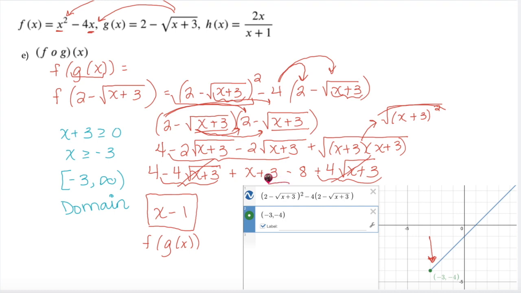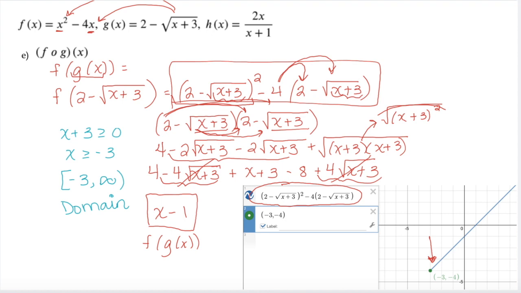I started with where we substituted our values before any simplification to help me identify what the domain might be. Again, if I would have just put in x minus 1, you would have thought that the domain is -infinity to positive infinity because a linear line has no restrictions. But that is only after we simplified. So find the domain and then simplify.